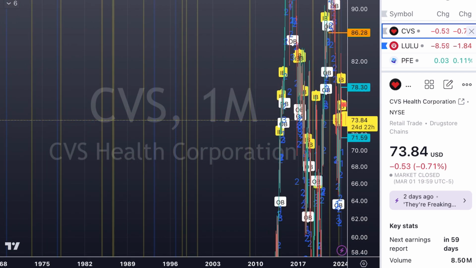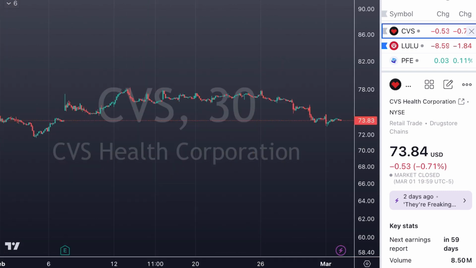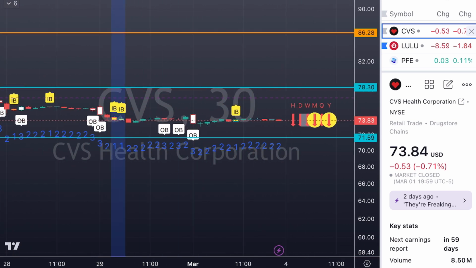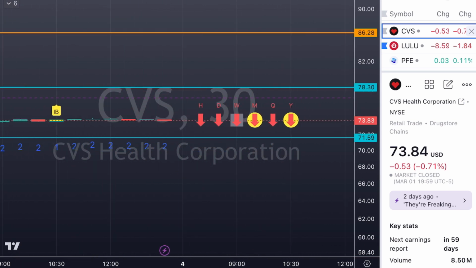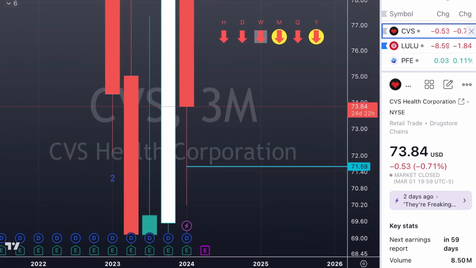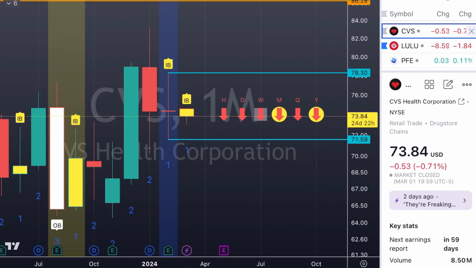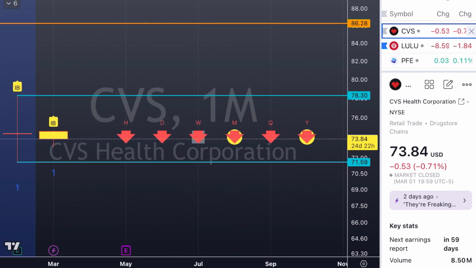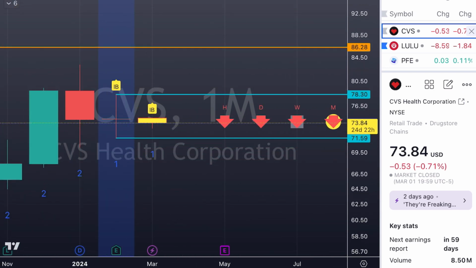We can play the high or the low of that previous bar. So this is what we call a 1 bar in this strategy. It does not break the high and it does not break the low of the previous candle. It stays within the range of that previous candle.